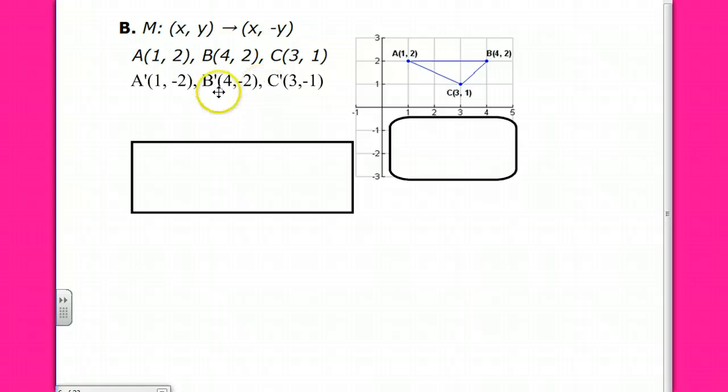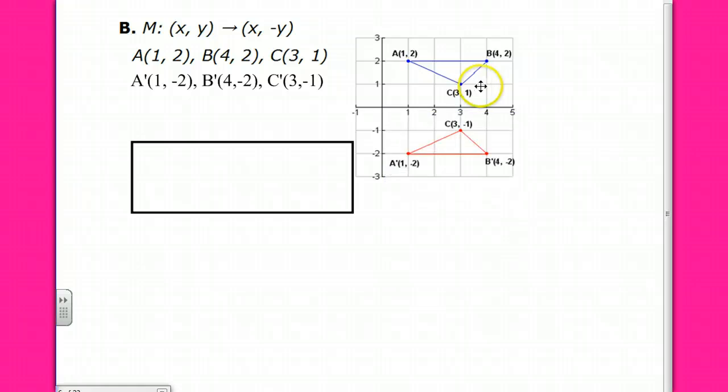Okay, so you now have the math behind these coordinates, and then go ahead and plot them. And what do you get? You should have an image that looks like this red figure, right? So what is this transformation? We're hopping over this axis, aren't we?